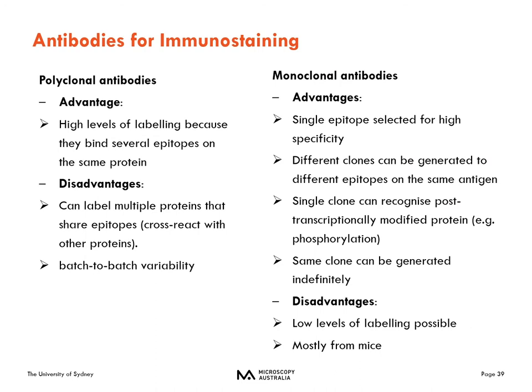These two types of antibodies have their own advantages and disadvantages. For example, polyclonal antibody gives a high level of labeling. However, each batch of the antibody might be different because they are generated from different clones. Monoclonal antibody has a higher specificity. However, the level of labeling might be lower than the polyclonal antibody.